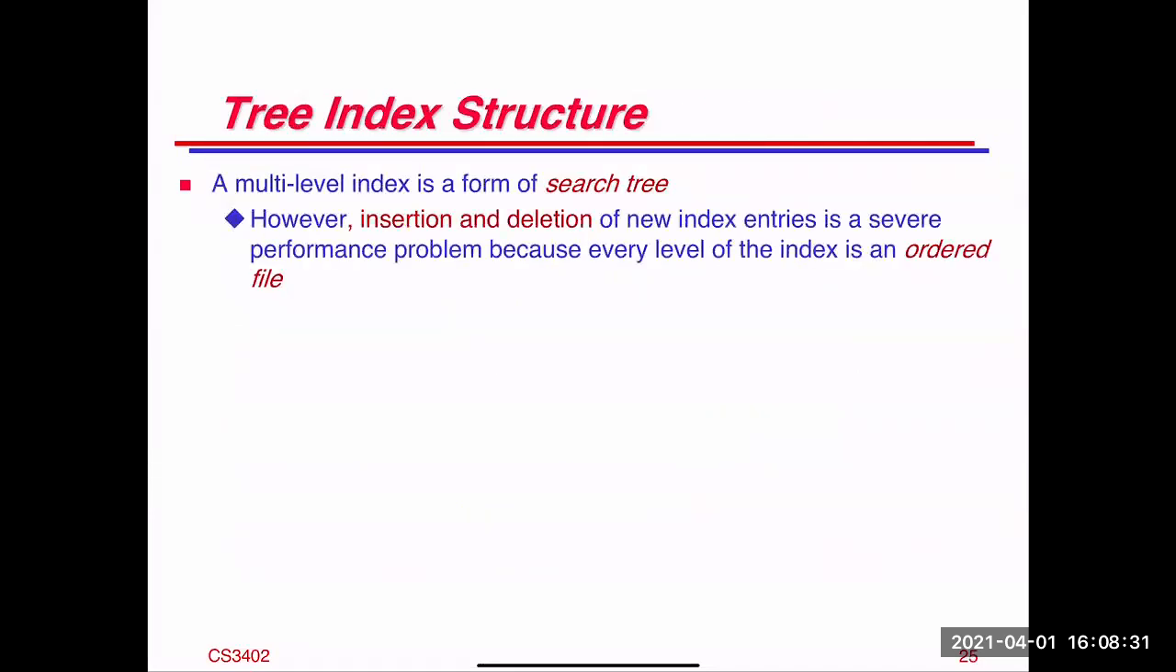Now, a multi-level index is a form of a search tree. So you probably already noticed that, especially if you had the data structure course before. That, on the other hand, means that insertion and deletion needs some care, okay? Because each level of this index is in fact an ordered file. And so we can't just easily insert new records without shifting other things around.